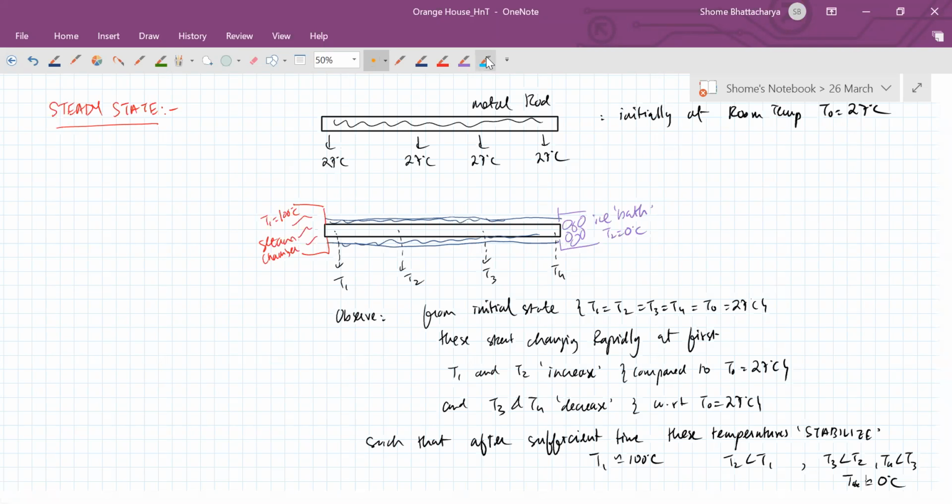Okay, so just make a note of this first, and we'll discuss more about steady state. Because it is closer to the ice bath, which is at 0 degrees C.